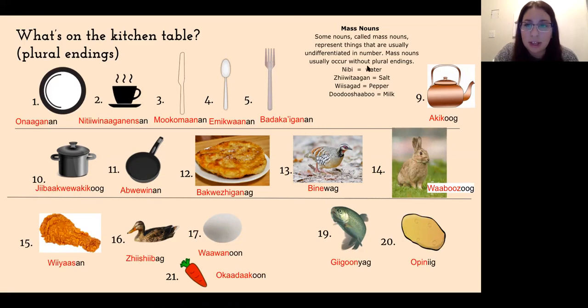And then there's also something called mass nouns. So if you want to ask how many water, it wouldn't really apply because this is the kind of stuff that's in volumes. So you would have to say how many cartons of milk, how many cups of water. So I didn't really include them on this slide, but maybe later on we can discuss how to pluralize mass nouns.